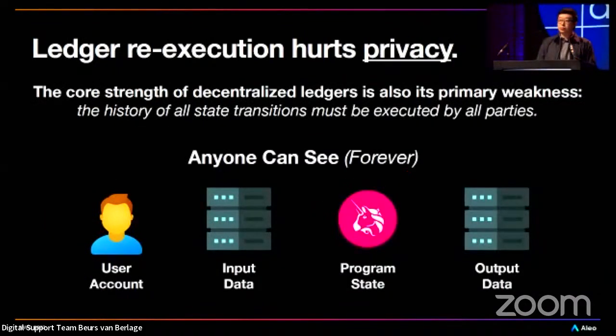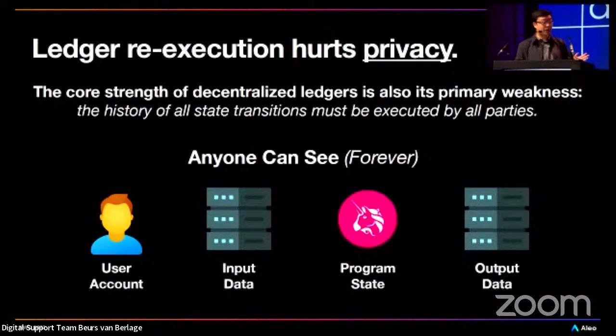Second, ledger re-executions limit privacy. The issue is that each transaction reveals a ton of information about the user and the program that's being run. Namely, it reveals what program was executed, what was the input data to the program, the output data, and who called that program. And notice that everyone will be able to see this for all time, since these transactions are stored permanently on the ledger.